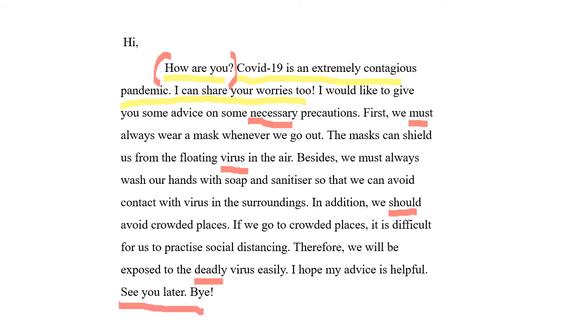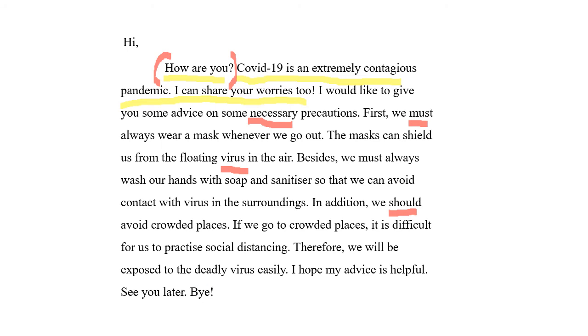It's always polite to say goodbye to someone before we leave a place, isn't it? So, see you later, bye. Also, these words can achieve the effect of a polite tone.